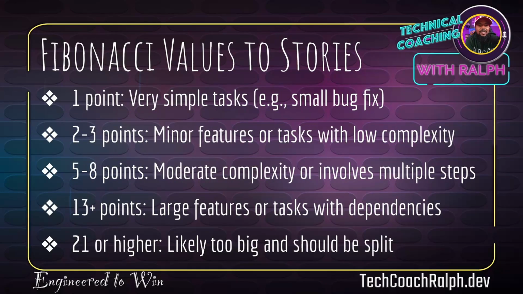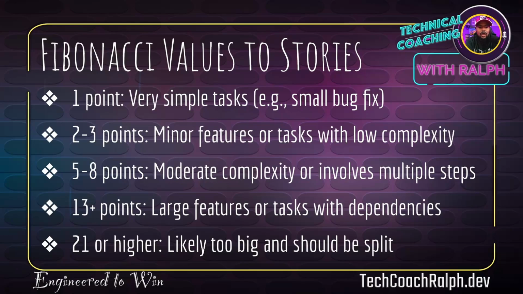So Fibonacci values to stories. 1 point, very simple task. Example, a small bug fix might be like a 1-line change, very easy to test. 2 to 3 points, minor features or tasks with low complexity, very easy to understand. 5 to 8 points, moderate complexity or involves multiple steps. So it might be complex, might take a lot of different running around, might touch a couple of different repos, might involve a lot of testing, things like that.